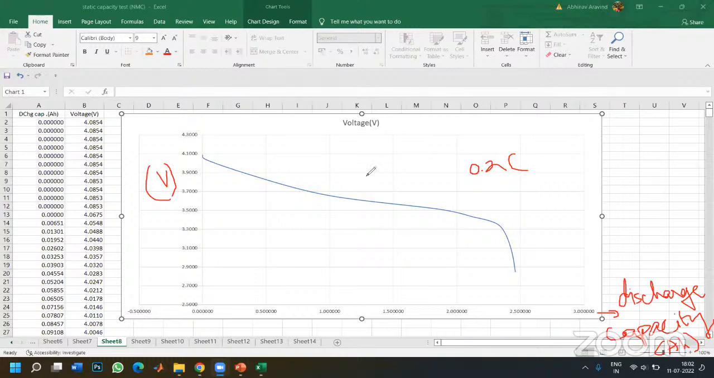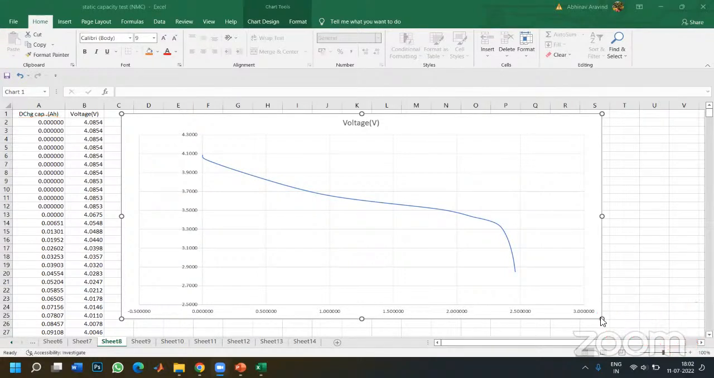So please do check. And once you open the Excel file, please go to sheet number 8. In sheet number 8, you will find two values here. One is called discharge capacity in amp hours, and one is called voltage in volts. And you can just plot this particular graph in Excel itself, right? So this is the kind of graph you can expect at 0.2C.